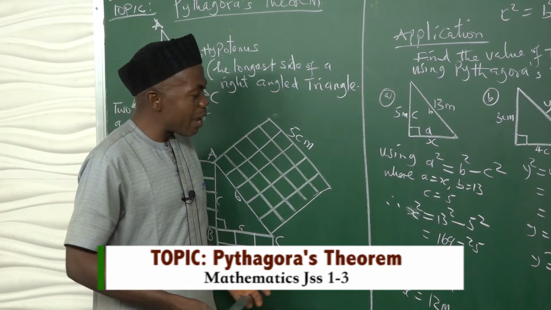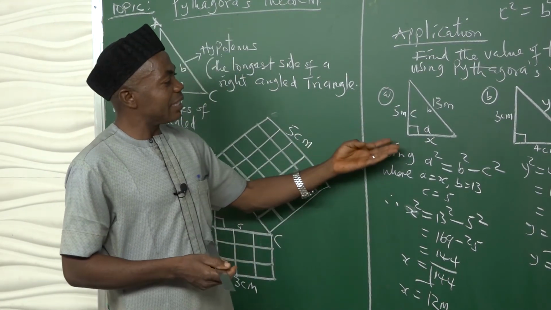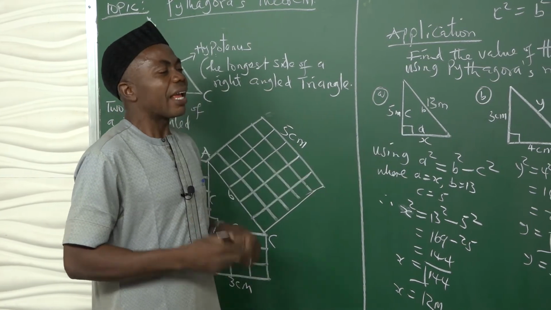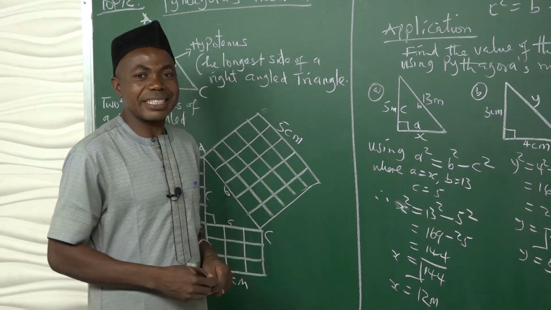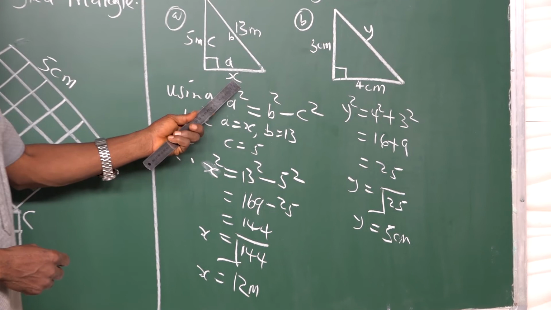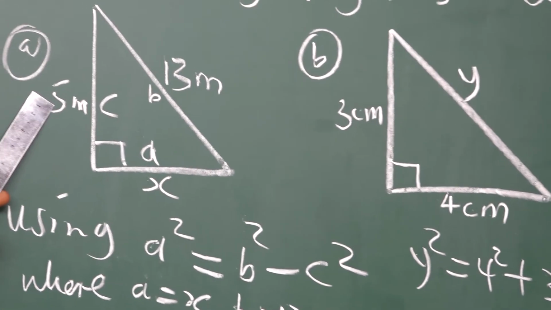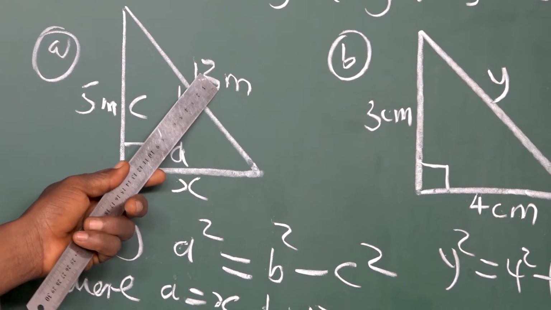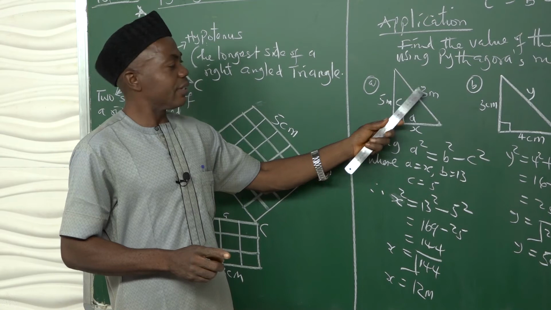How do you confirm that this answer is correct? It is by looking at what we call Pythagoras triple. What do you do to find out that this answer is correct, even before your teacher goes through your assignment? What you do is 12 squared plus 5 squared must give you 13 squared. I want you to try that and tell me if it is true.